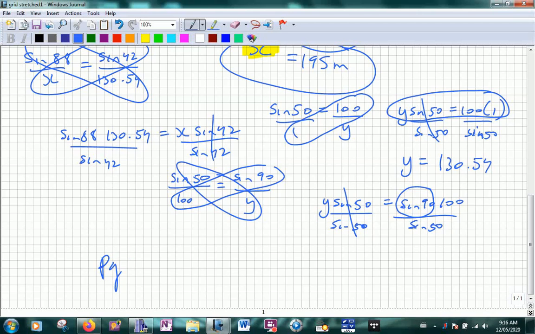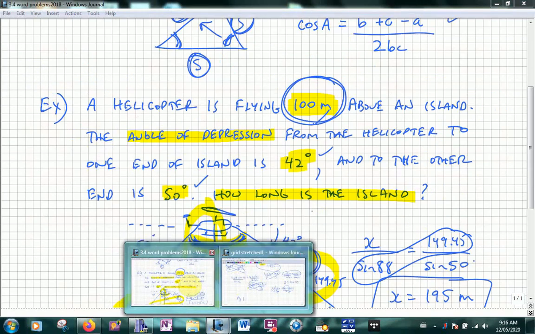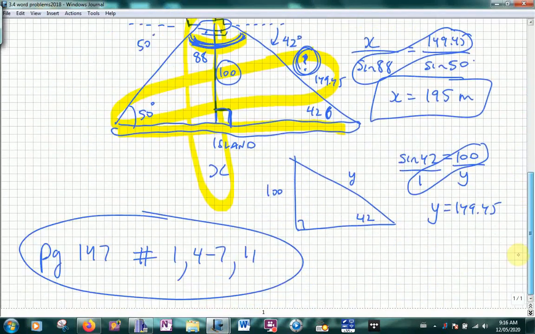Okay, where's the questions here? Page 147, number 1, 4 to 7. I believe 7's like this one, and I think 11 might be too. Okay, so if you got any questions, of course, ask. Otherwise, we'll have a little quiz on word problems in a few days.